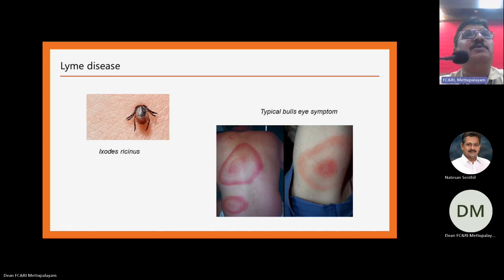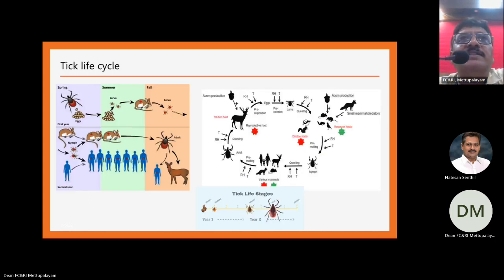Then it slowly developed into a rheumatism-like disease, and the child gets really affected. Now, Lyme disease is there in America, Europe, entire Europe. It's a major issue, so people are studying this. Okay, next slide, please. And they found the life cycle of the tick.